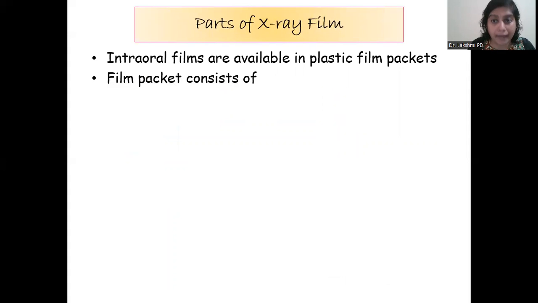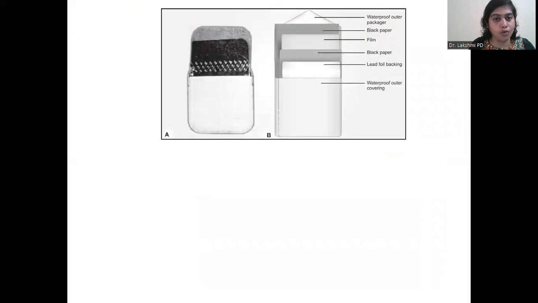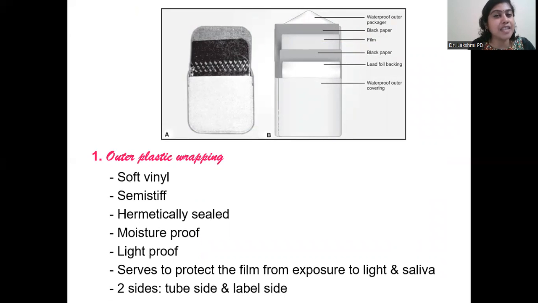So an X-ray film packet is composed of 4 layers. That is the outer moisture-proof and light-proof plastic film packet. Then you've got a layer of a lead foil, and then you have a layer of a black light-proof interleaf paper wrapper, and finally your X-ray film. Now, each layer has its own functions, which I'll be dealing with right now. And this is basically a pictorial representation once you open the film packet.